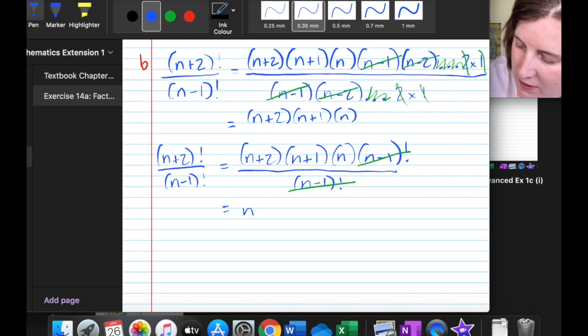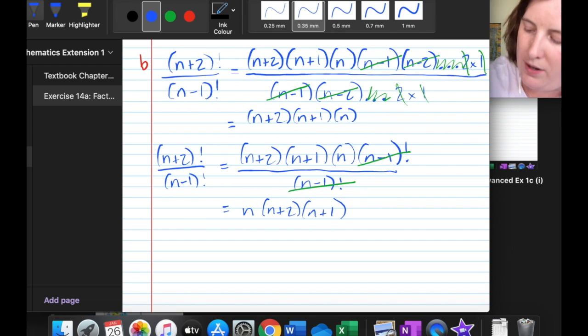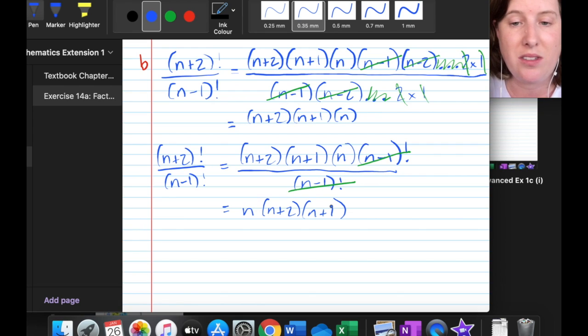And I'm going to write it this time n plus 2, n plus 1. Same diff. If you left it as this, n plus 2 times n plus 1 times n, or n times n plus 2 times n plus 1, any order, it's the same thing, you'd get full marks.